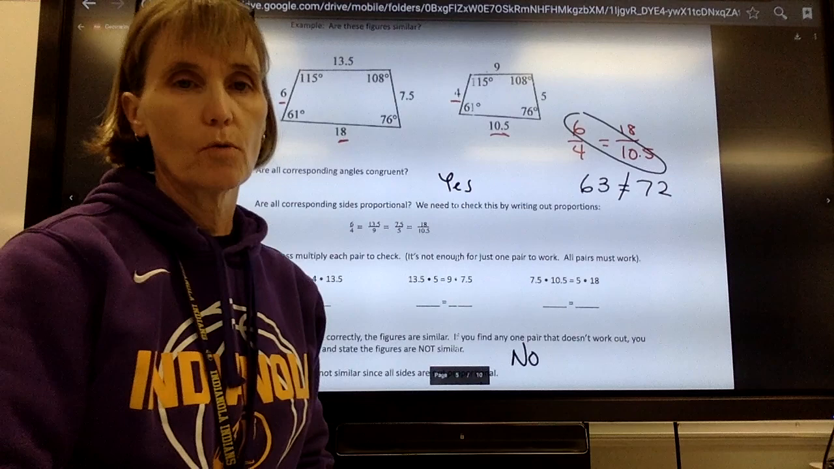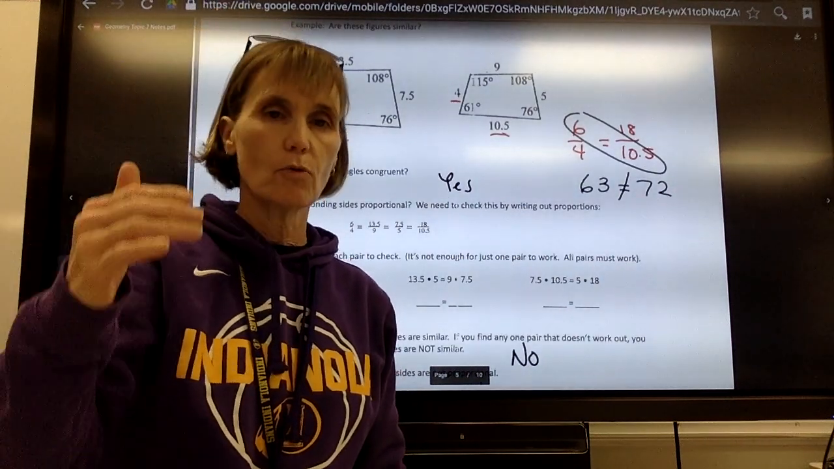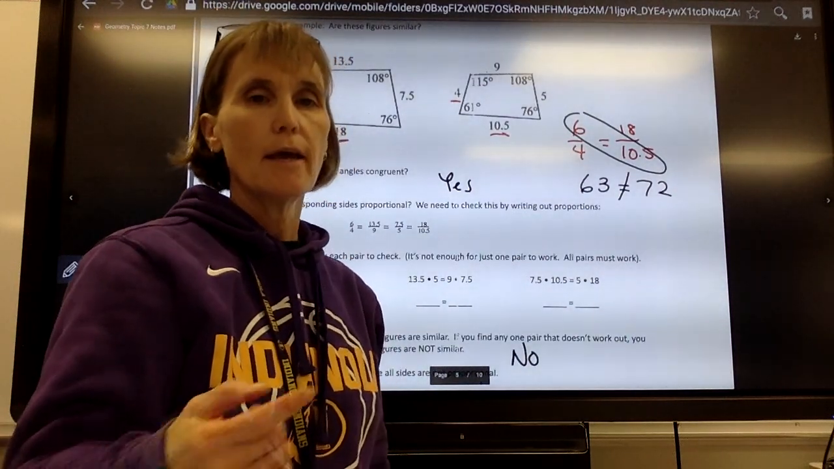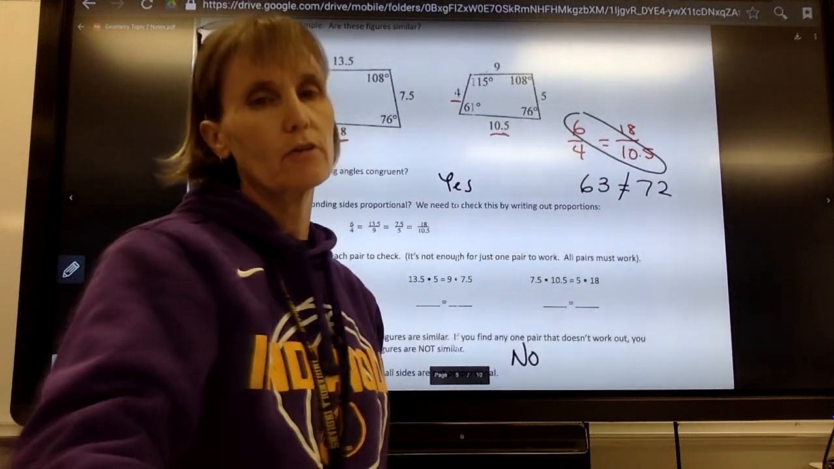All right, so you've got a worksheet that you can work on. Most of that worksheet you're going to be determining what a missing side is, and then I do think on the back side you have to decide whether figures are similar or not.